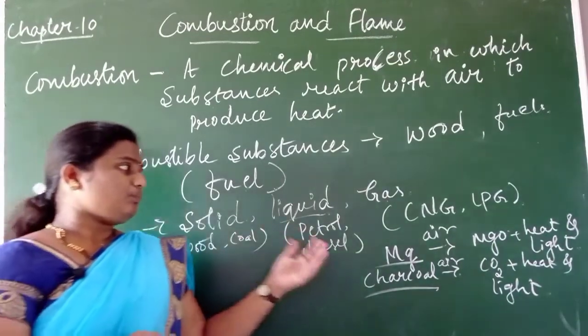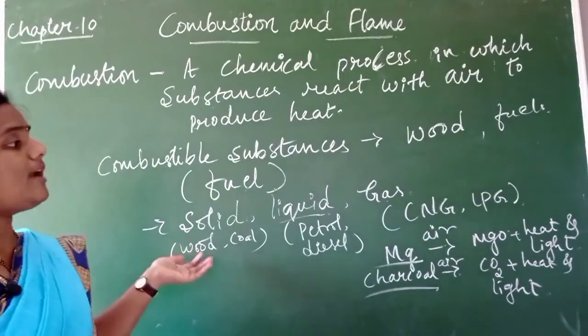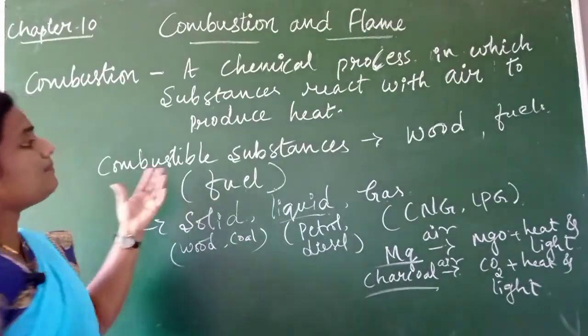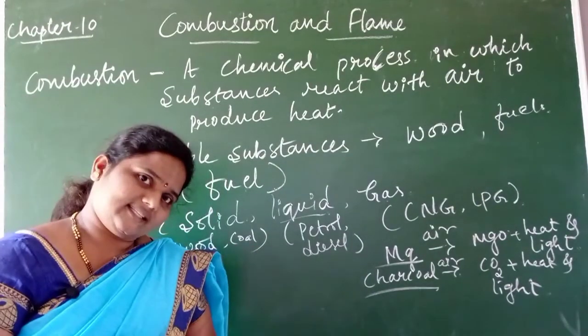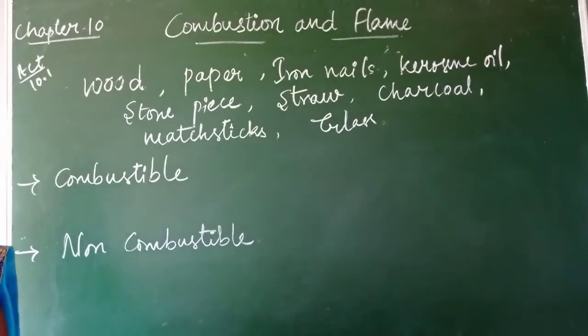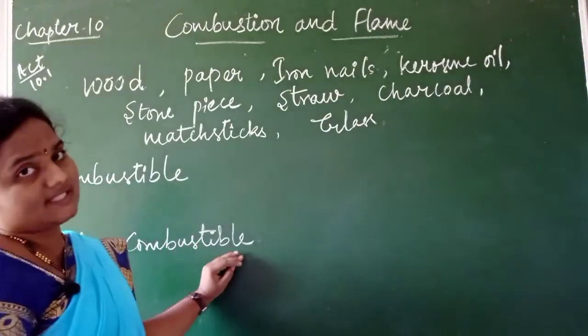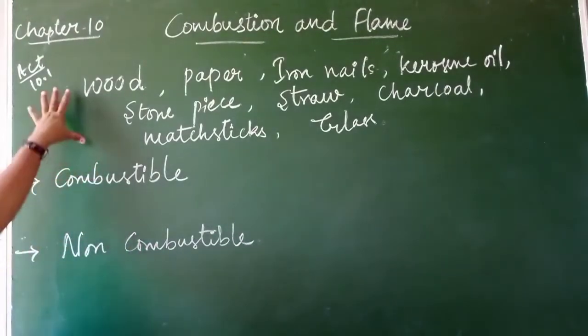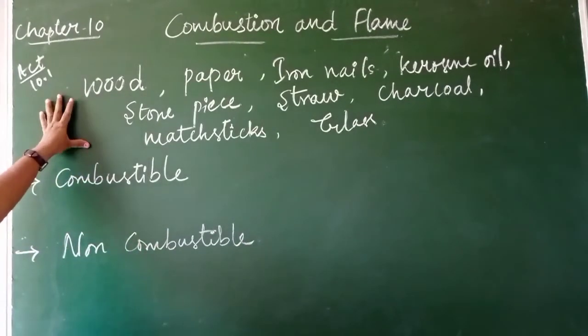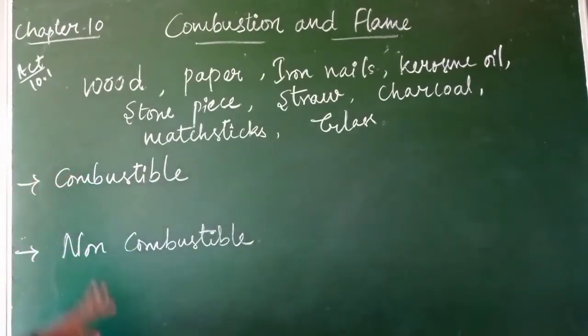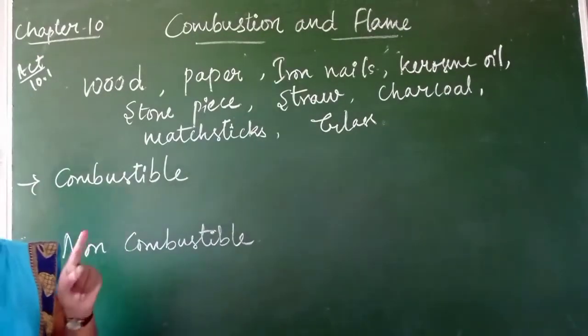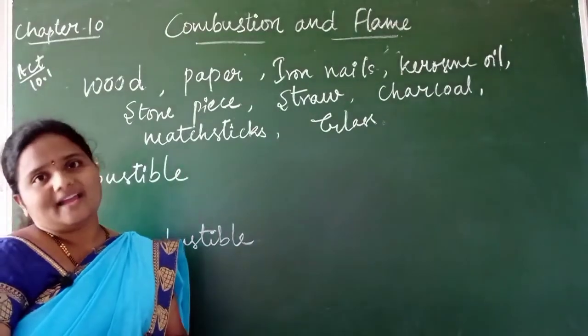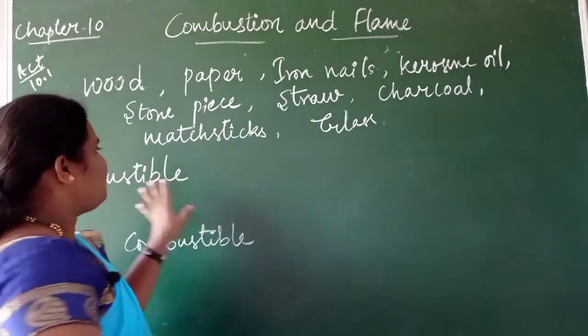Okay, now we will take a few more examples under combustible substances. Children, now we will classify the different combustible substances, and also study what non-combustible substances are. Certain materials have been given here. We have to classify which one is combustible and which one is not. We already learned that combustion means it has to burn in the presence of air. This we have come to know, isn't it, children?